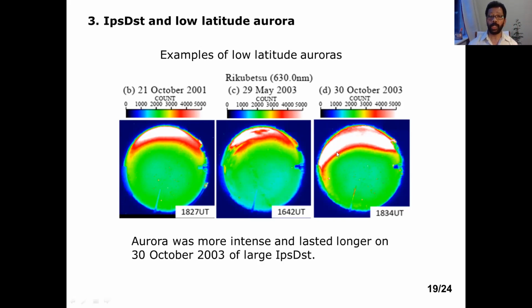Here we show 3 examples: 21 October 2001, 29 May 2003, and 30 October 2003. Out of the 3, the aurora was most intense on this particular night, and it lasted the longest in the night. And for this particular storm, the IPS DST was also very large.